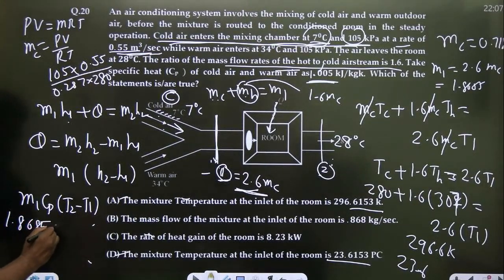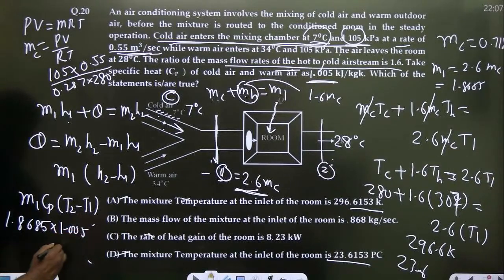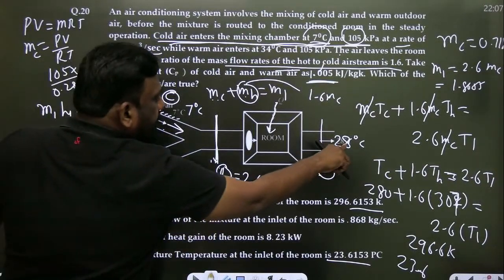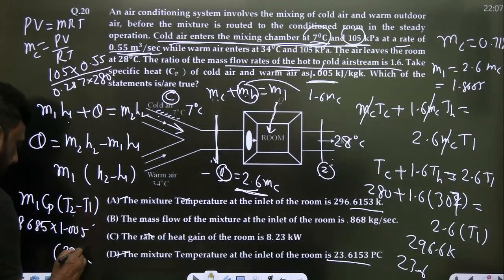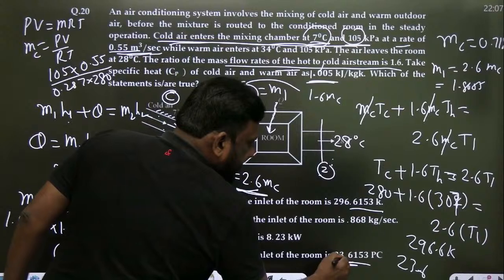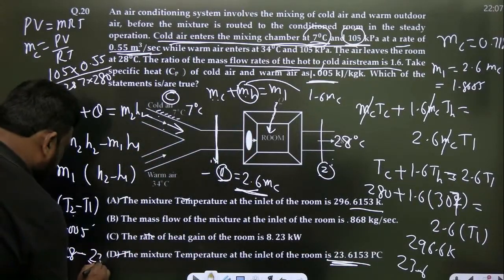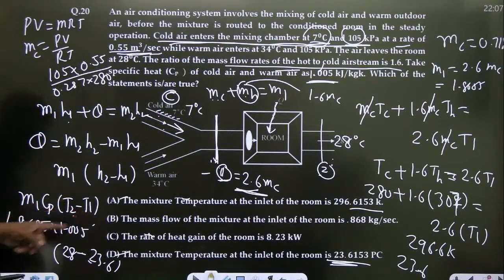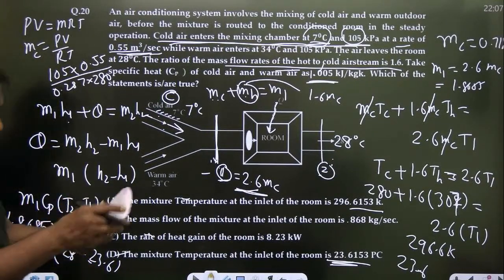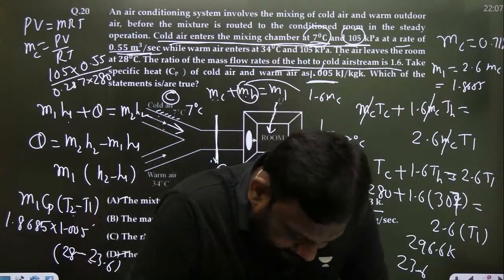1.8685 and cp is 1.005 and t2 minus t1, t2 is 28, so अगर ये सेंटीग्रेड में है, ये भी सेंटीग्रेड में 28, and already T1 we have calculated in centigrade 23.6, ये बहुत इंपॉर्टेंट है सर। if this is in centigrade, देखो if this is in centigrade, this should be in centigrade, यहां से आपको हीट ट्रांसफर आएगा, कितना आ रहा है सर हीट ट्रांसफर?